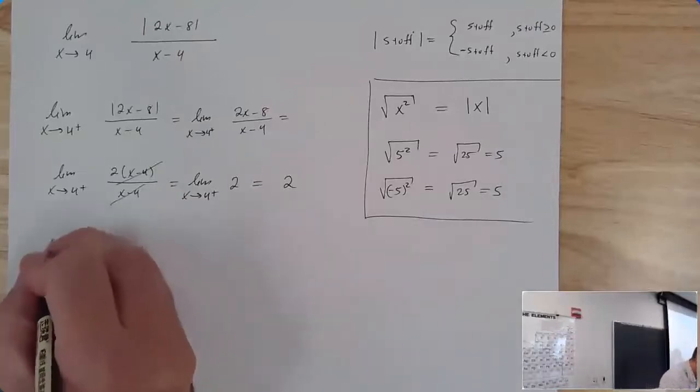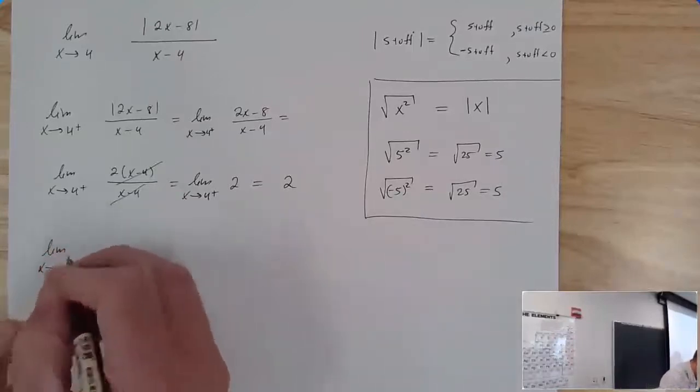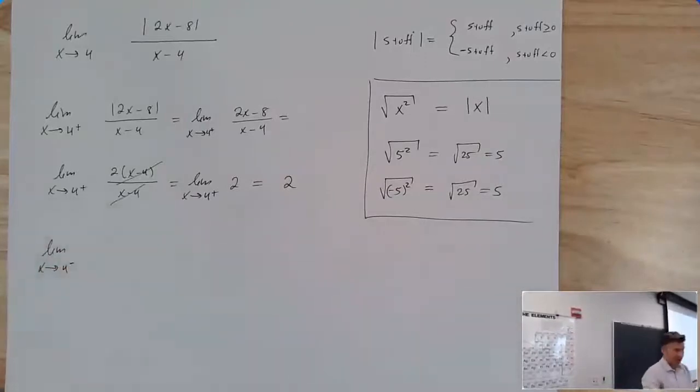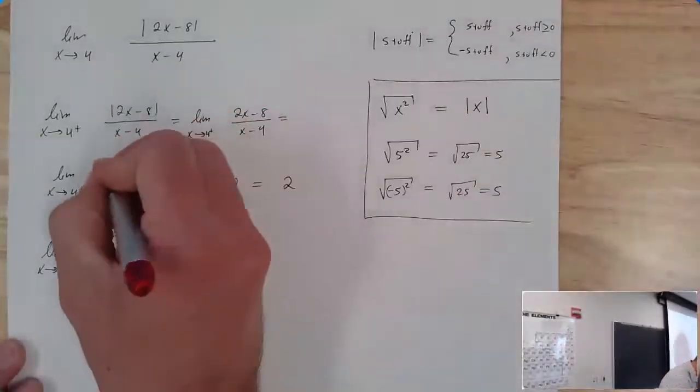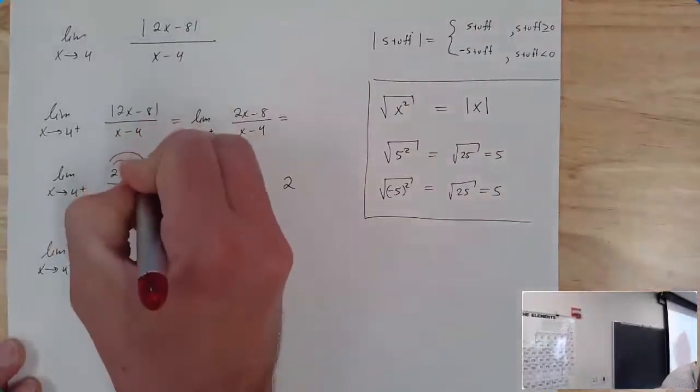So let's look at the limit from the left-hand side, as x approaches 4 from the left. Okay, well, if x is approaching 4 from the left. Oh, yeah, question. Well, so what I did was I factored out a 2. So if I distribute this 2 back through, 2 times x is 2x, 2 times -4 is -8.